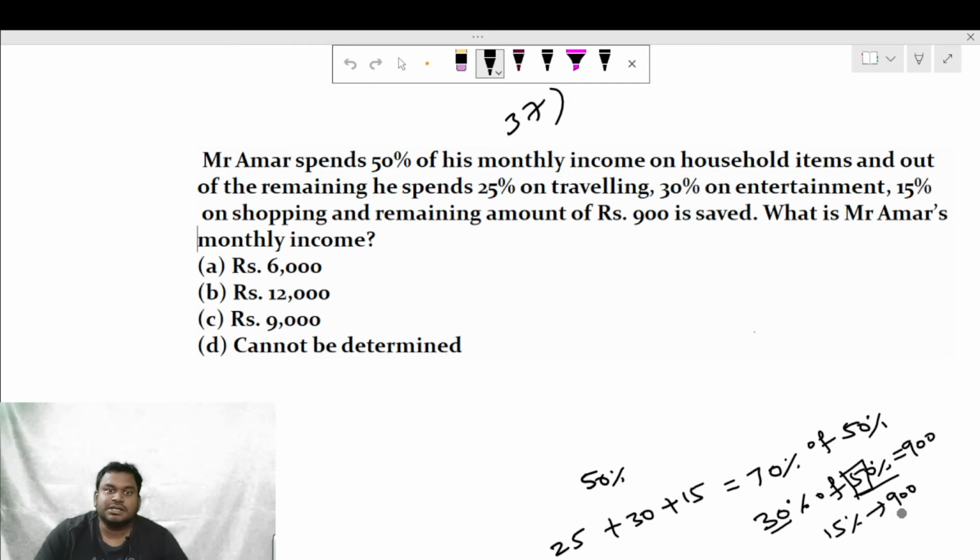what is his monthly income? See, 15% is 900. What is 100%? 15% is 900 means 10% is 600. 10% is 600, so 100% is 6,000. Simple question.